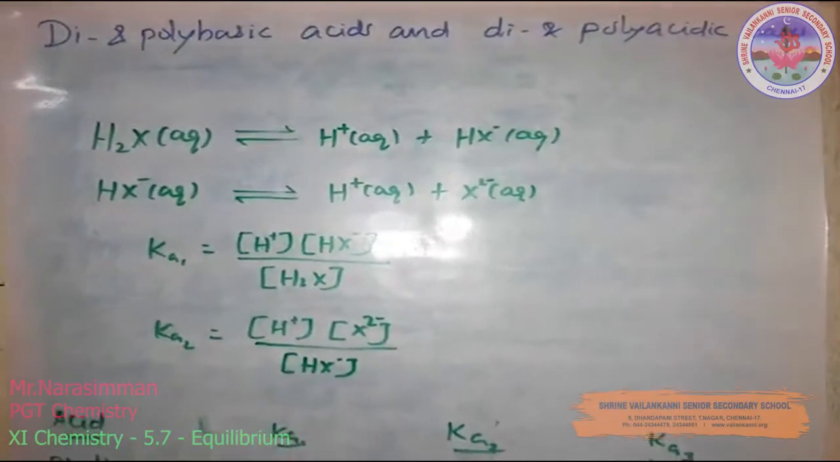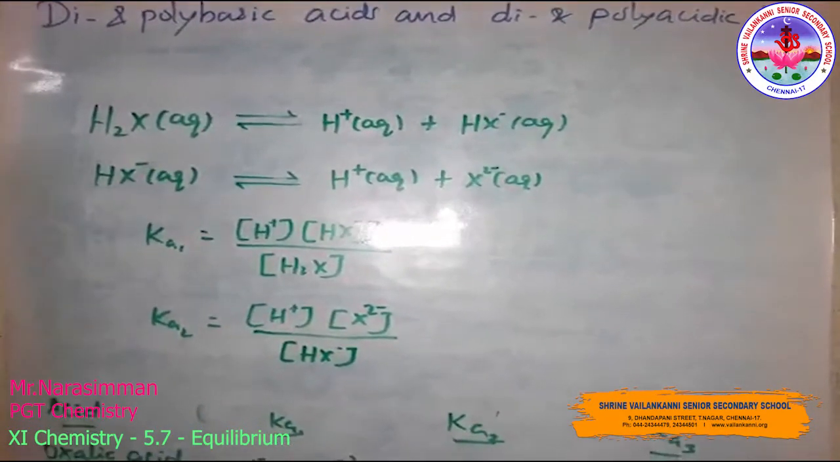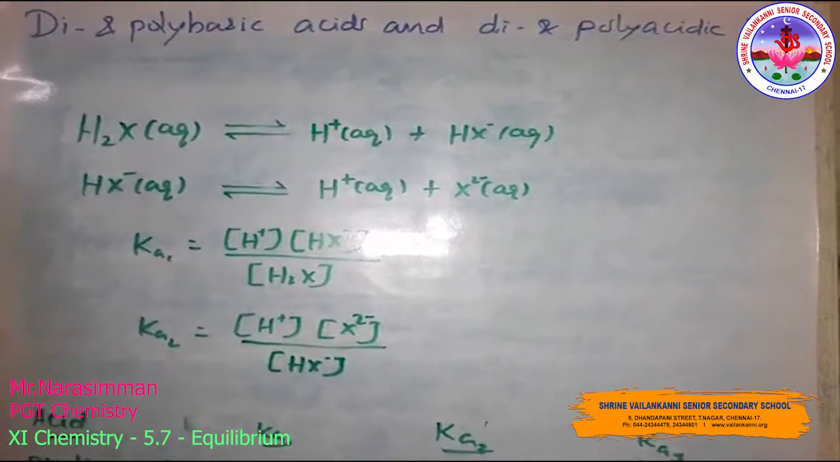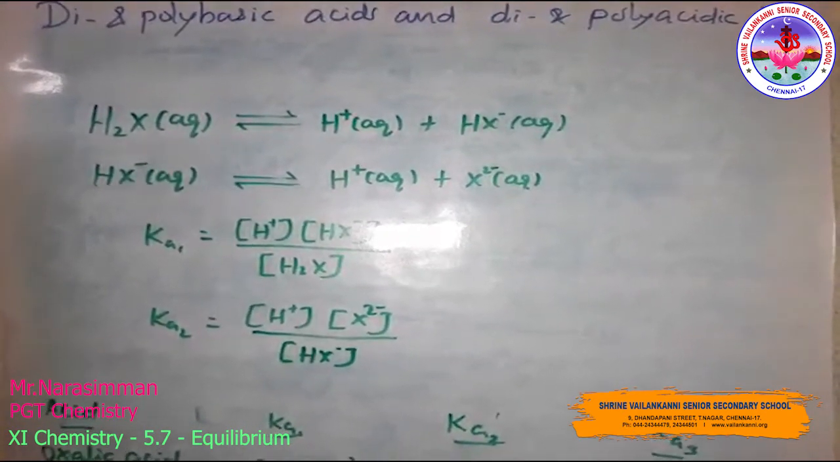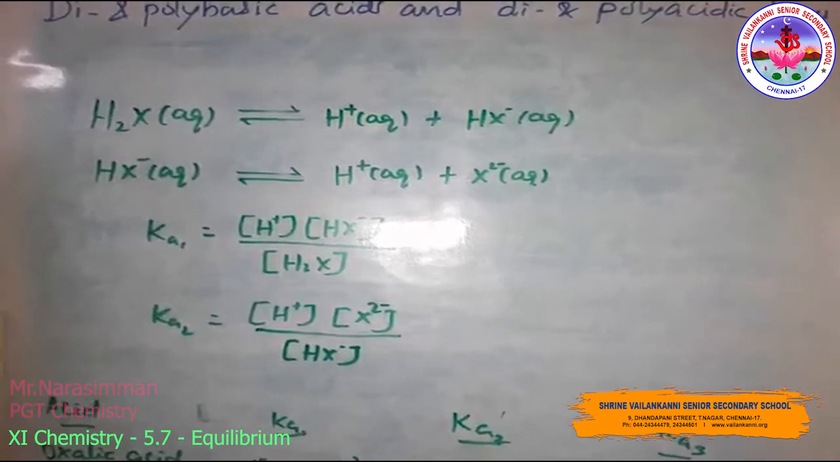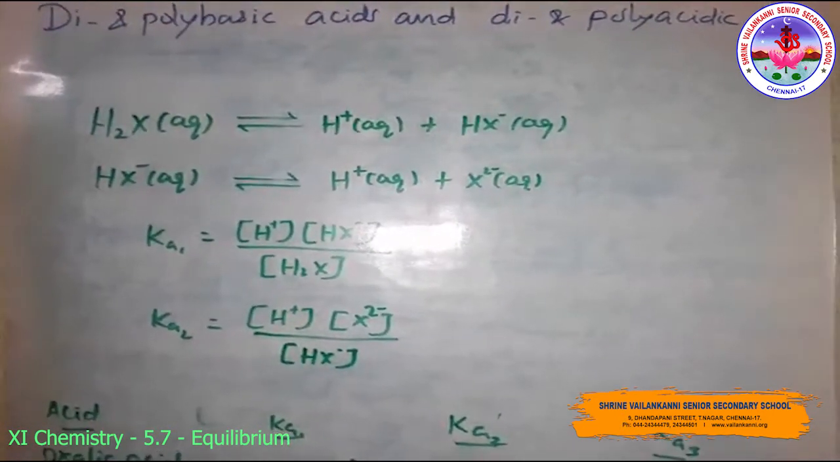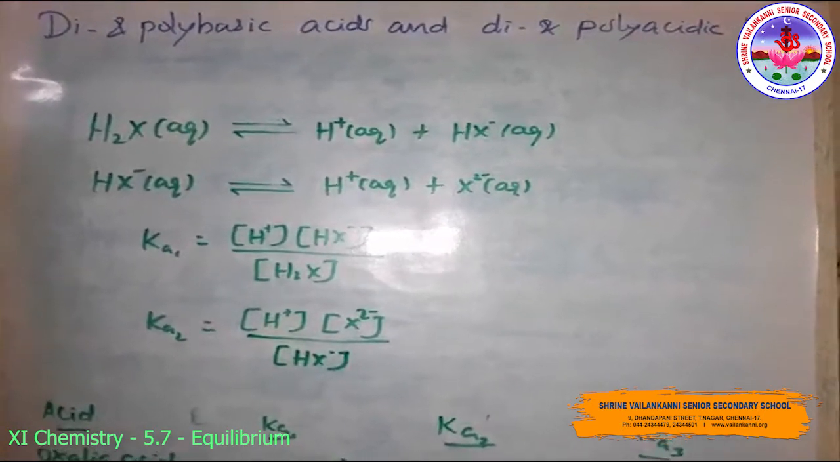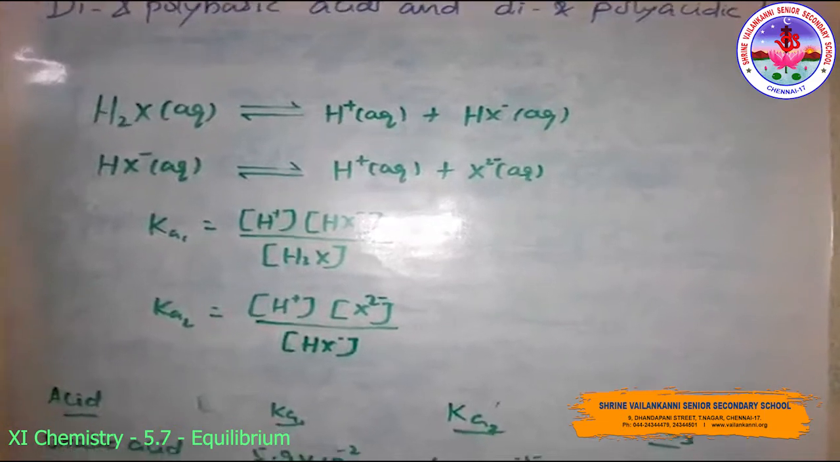Di- and polybasic acids and di- and polyacidic bases. Some acids, like oxalic acid, sulfuric acid, and phosphoric acid, have more than one ionizable proton per molecule of the acid. Such acids are called polybasic or polyprotic acids.